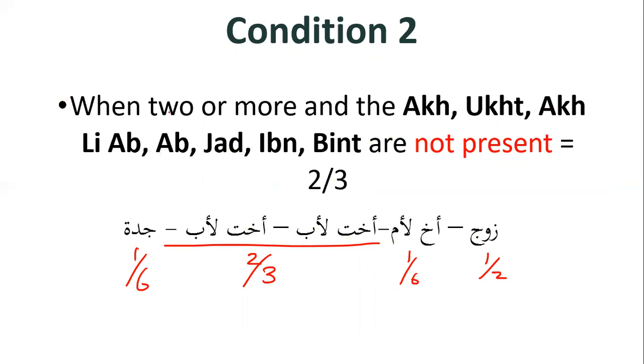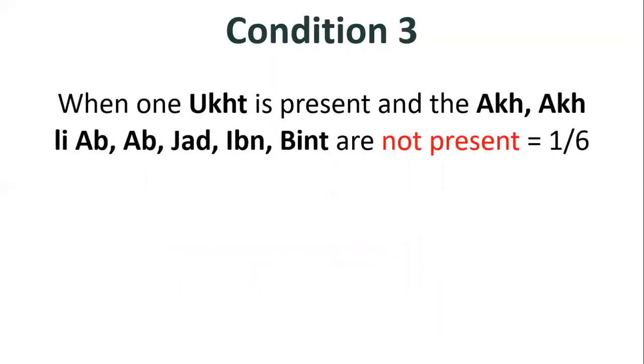That's why it's important that we learn the conditions off by heart. Because as soon as we see a question, as soon as we see ukht li abin, we can quickly run through the conditions in our head, and we can assign the fraction. Condition number 3 reads, when one ukht is present and the akh li ab, abjad ibn, bint are not present, then the ukht li abin will receive 1/6 of the inheritance.